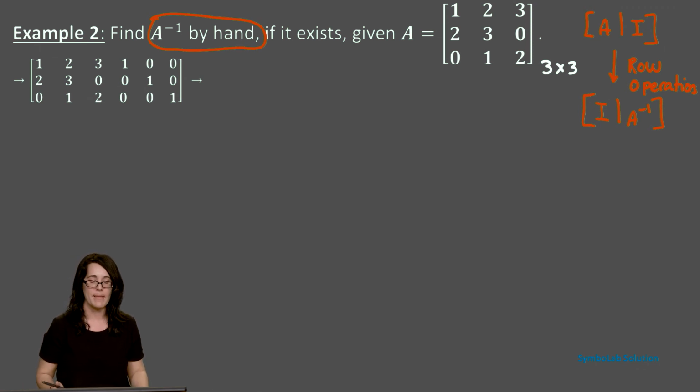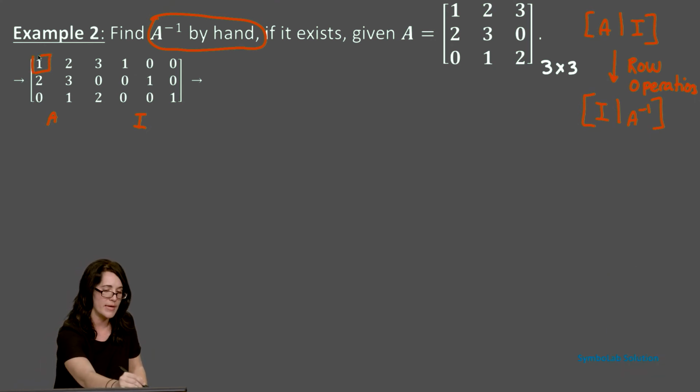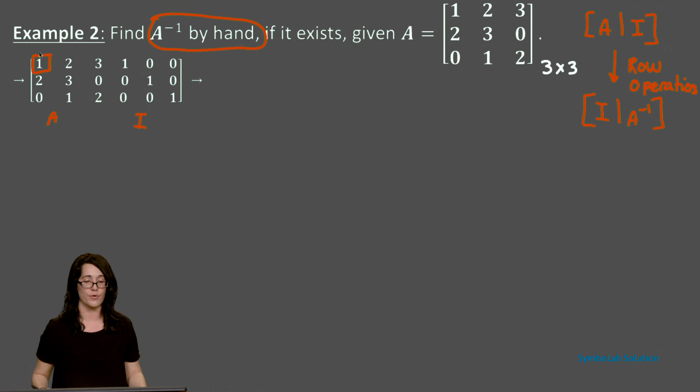So I begin by writing A on the left: 1, 2, 3, 2, 3, 0, 0, 1, 2, and I on the right: 1, 0, 0, 0, 1, 0, 0, 0, 1. I already have something that I'm after, a 1 in entry 1,1, in the top left corner, which is what I want if I'm trying to get 1s on the diagonal and 0s everywhere else for the left side of this matrix. So that's good news.